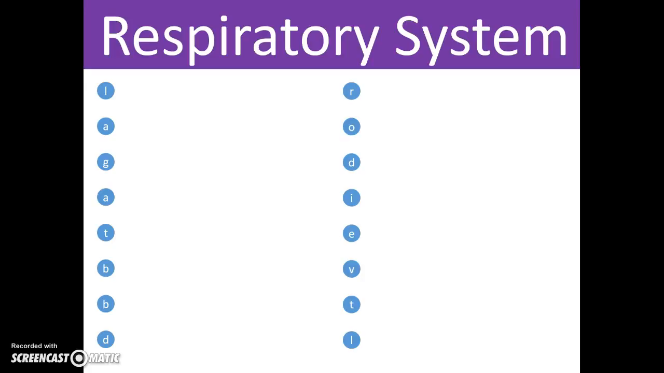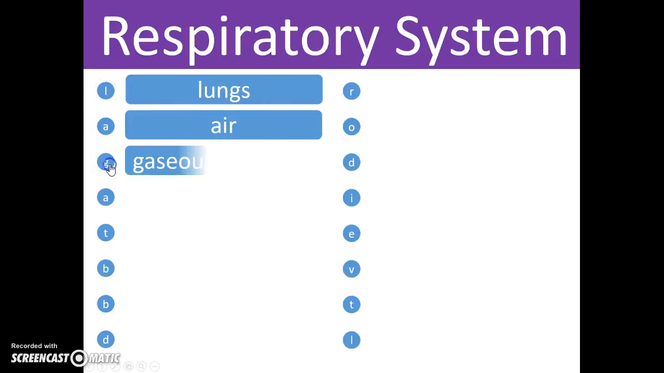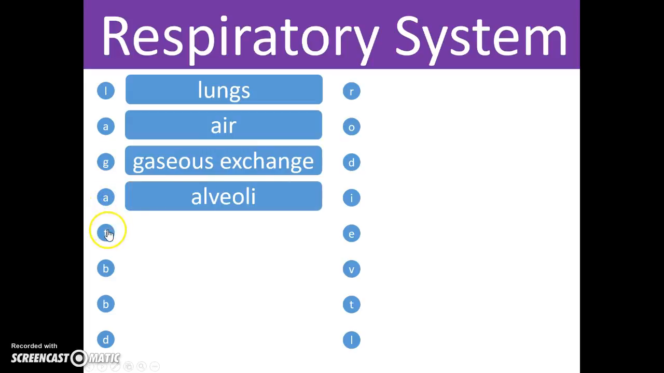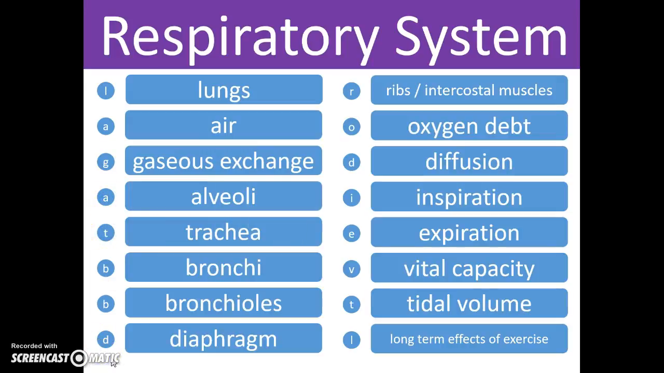Now, to guide them with that, I might project this on the board, and you can see the blue circles each have a letter in them, which is the first letter of one of the concepts in this particular topic. So it could well be that your students, for example, there's an L there, pick out lungs, air, gaseous exchange, and so on as we go along. Now, this list isn't exhaustive by any means, and of course there will probably be other points you would want your students to know depending on the exam board that you're teaching. However, pretty much the main ones are there.